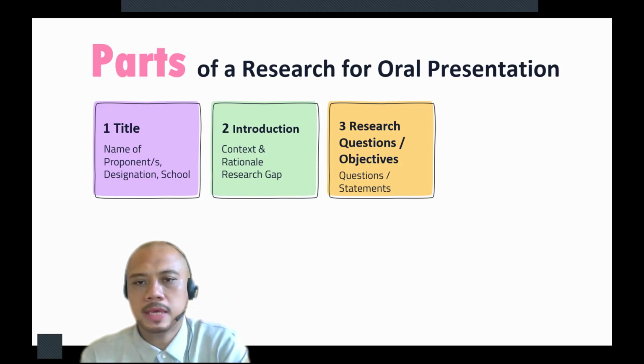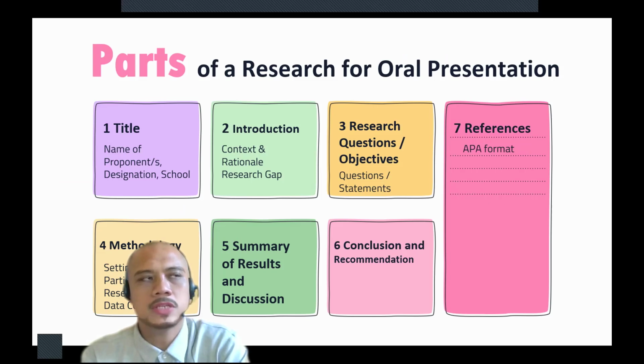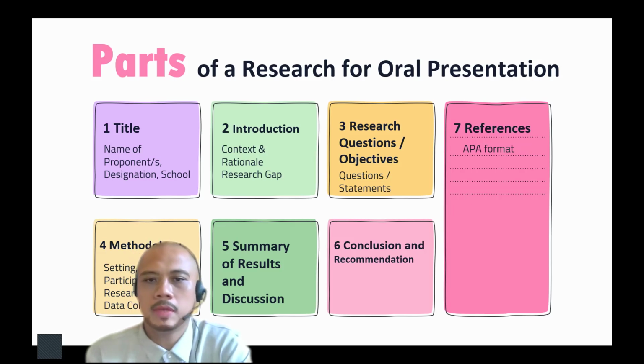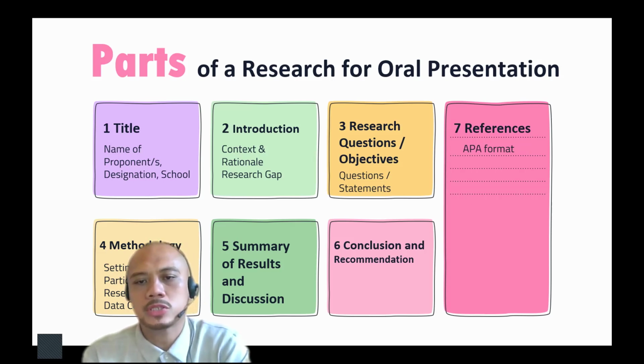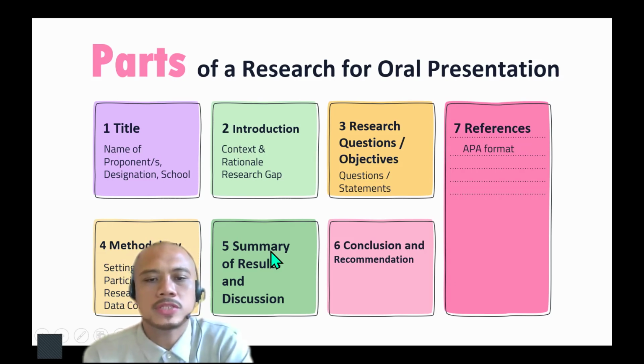What are you going to write in there? Okay, I'll just flash everything in here. Of course, you need your title, name, designation, and school. You have the introduction, which covers the context and rationale, and the research gap, primarily the problem. And then third, research question and objectives. What do you wish to achieve in your research, and how did you achieve it? That's your methodology, and of course, just a summary of results and discussion.